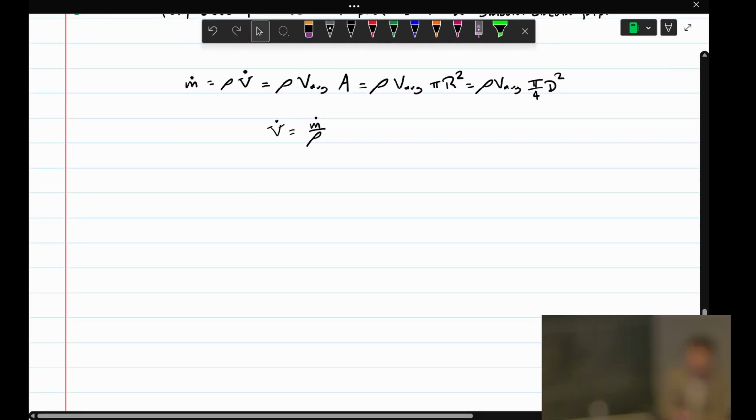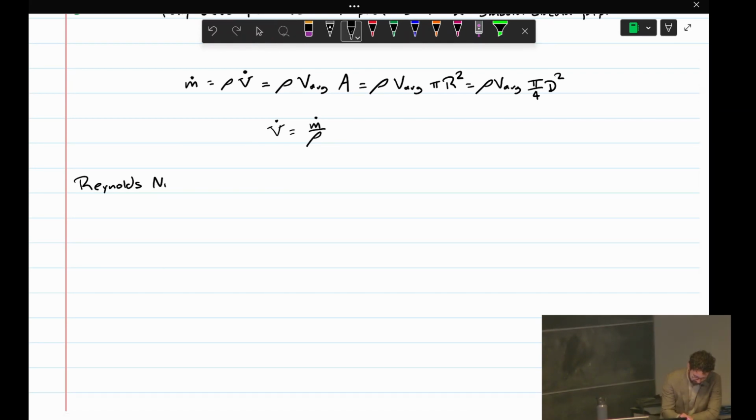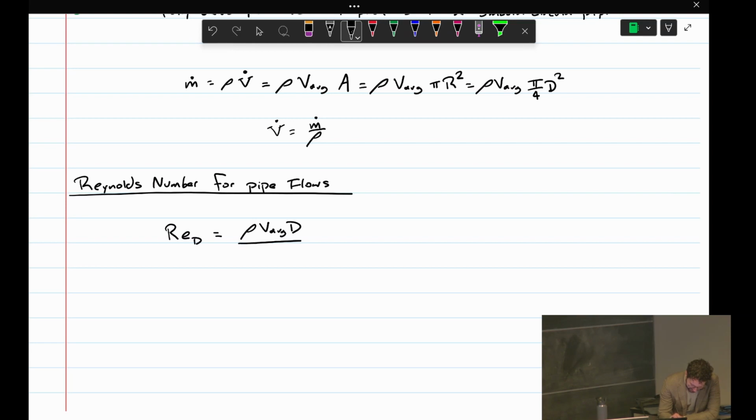Let's talk about Reynolds number for pipe flows. The Reynolds number is defined the same way. It looks the same. So Reynolds number sub d, based on diameter, is rho V average d over mu. We can also write that as V average d over nu.